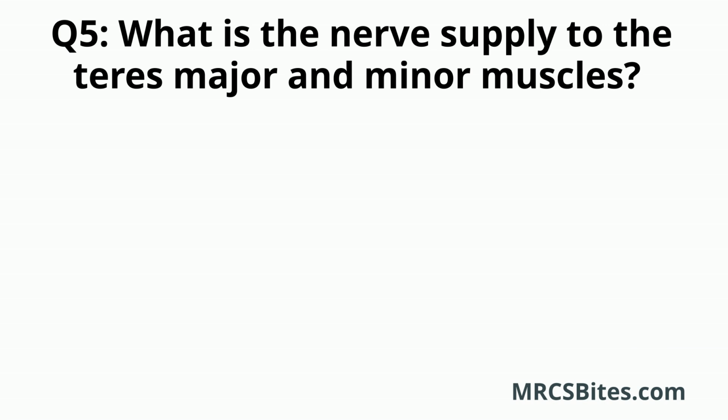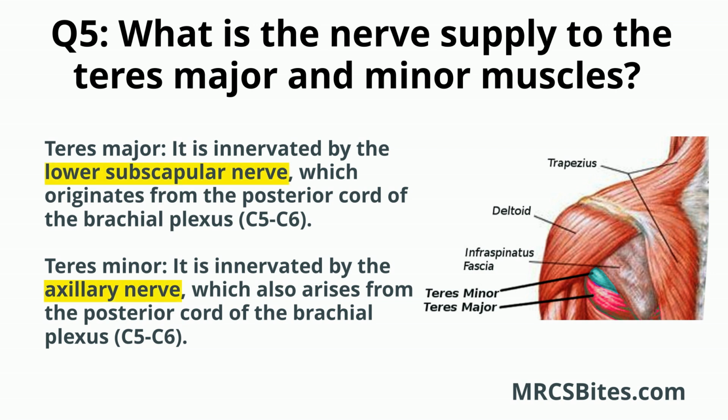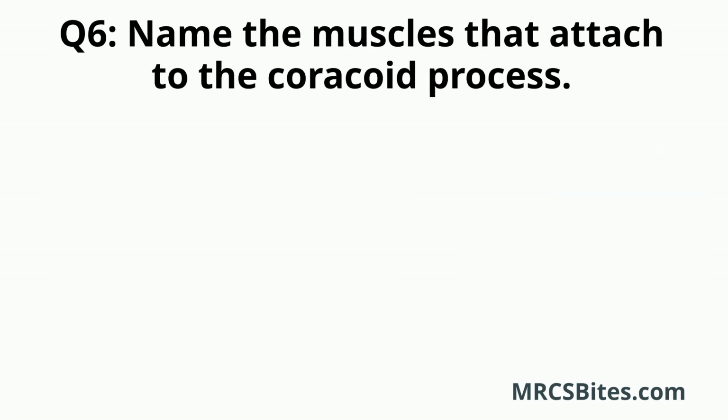Question 5. What is the nerve supply to the teres major and minor muscles? The nerve supply to the teres major and teres minor muscles is as follows. Teres major. It is innervated by the lower subscapular nerve, which originates from the posterior cord of the brachial plexus, C5, C6. Teres minor. It is innervated by the axillary nerve, which also arises from the posterior cord of the brachial plexus, C5, C6.